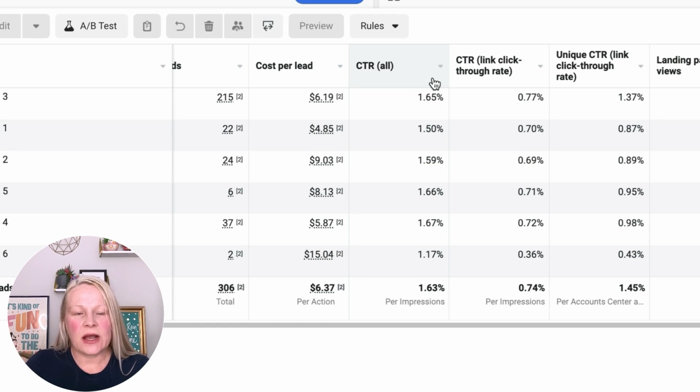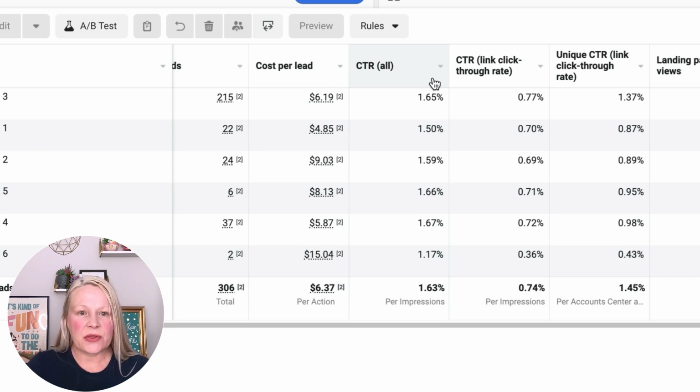So 1.65, 1.5. So we need to go in and figure out how we can get people who are scrolling to stop. And usually that means changing out our image or changing out our video to grab more attention. So that's the first move there. Now, if you have that number up to 3%, great. That means people are stopping. They're looking at your image, it's catching their attention, and they're going to read that first line of your copy. And that first line of your copy, that's your hook that's going to pull them in.